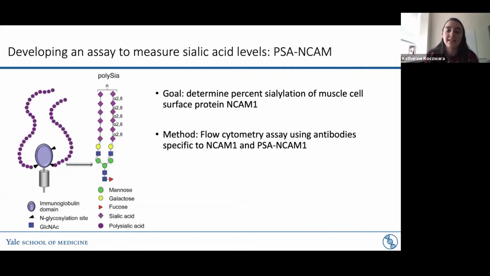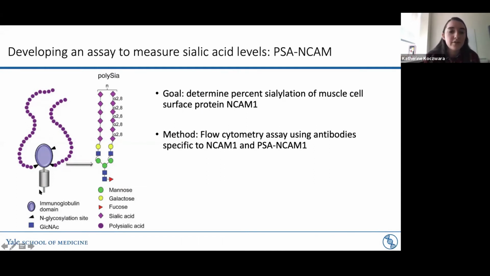And then the last assay that I'm working on developing is a PSA NCAM assay. While the first assay was looking at total sialic acid levels present, the second assay was looking at specifically how sialic acid is used on the sugar chains of the cell surface. This third assay is looking at sialic acid on a very specific protein called NCAM. And this NCAM protein is actually expressed highly in muscle cell lines.